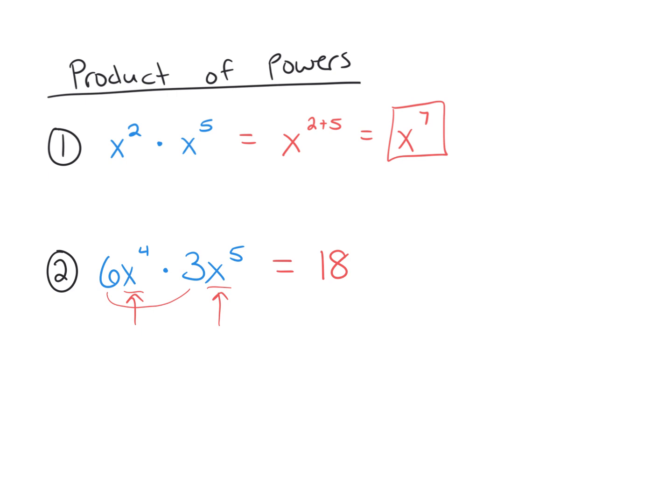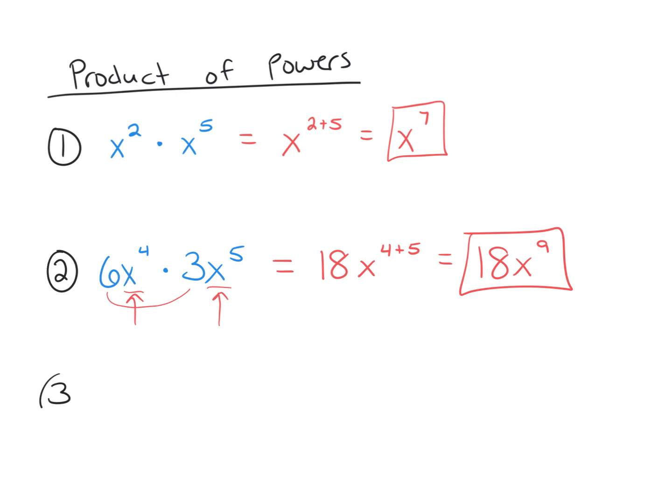Right. We have the same bases, so we keep the same base. What do we do with the two exponents? Add them together. 4 plus 5. So we have 18x to the 9th. Yep. So if you ever have numbers out in the front, or coefficients, you just multiply those together. Okay? And then the bases of the x's are going to be the same property that we had. Okay?